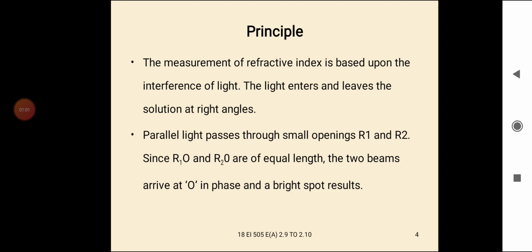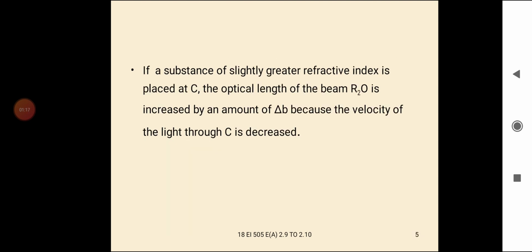Parallel light passes through the small openings R1 and R2. Since R1O and R2O are equal in length, the two beams arrive at O in phase and a bright spot results. If a substance of slightly greater refractive index is placed at C, the optical length of beam R2O is increased by an amount delta B, because the velocity of light through C is decreased.